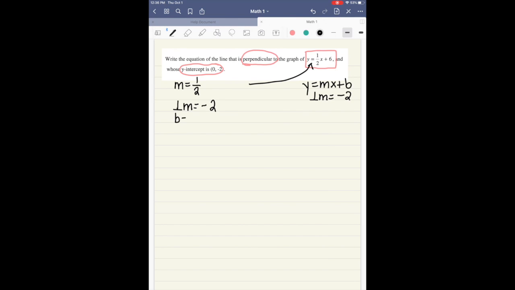Now, we also need a y-intercept. Well, it told us the y-intercept is -2. So I can use the y-intercept, which is -2. So my new equation that is perpendicular is y equals -2x - 2.